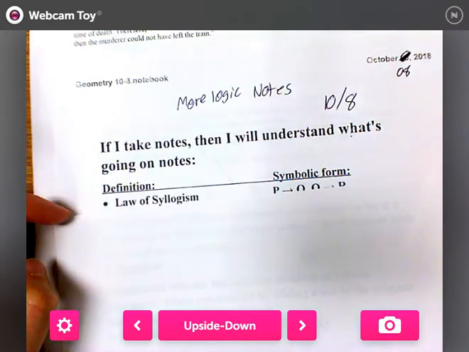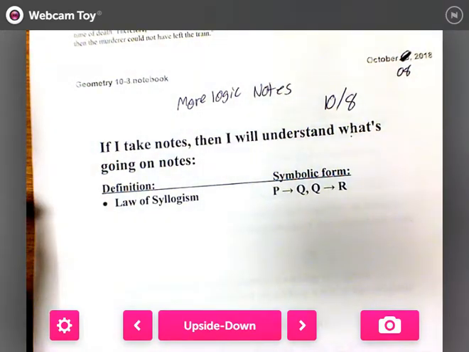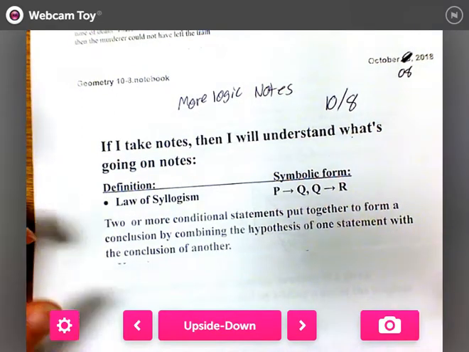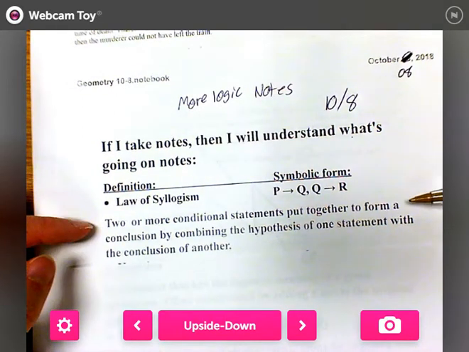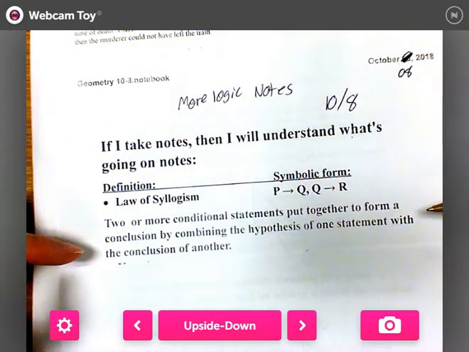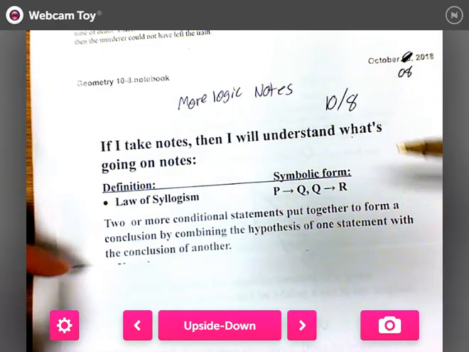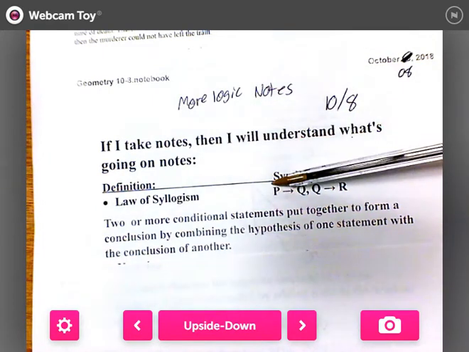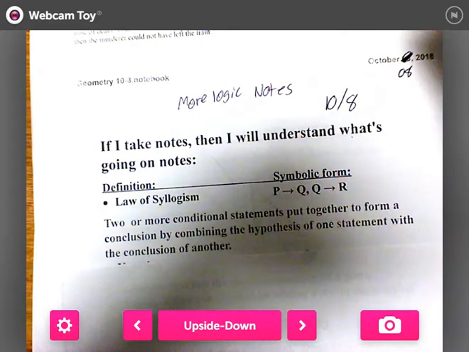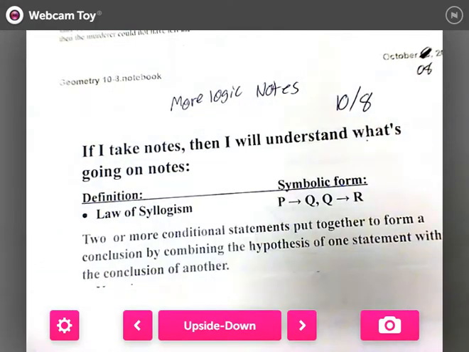All right, definition. Law of syllogism. Two or more conditional statements put together to form a conclusion by combining the hypothesis of one statement with the conclusion of the other. So if P, then Q. If Q, then R. So we can say if P, then R.